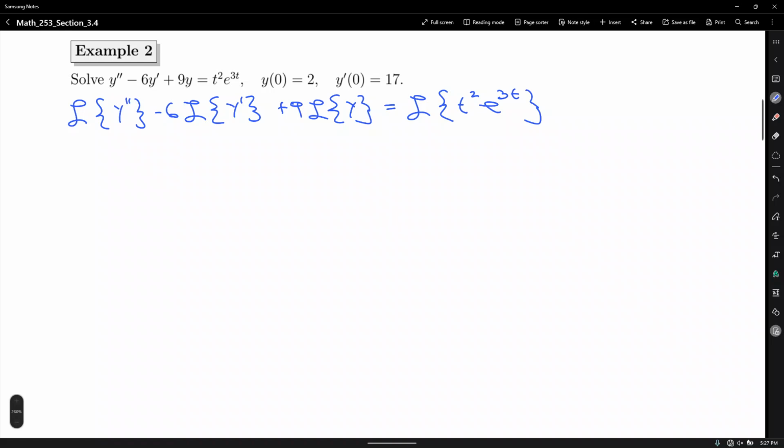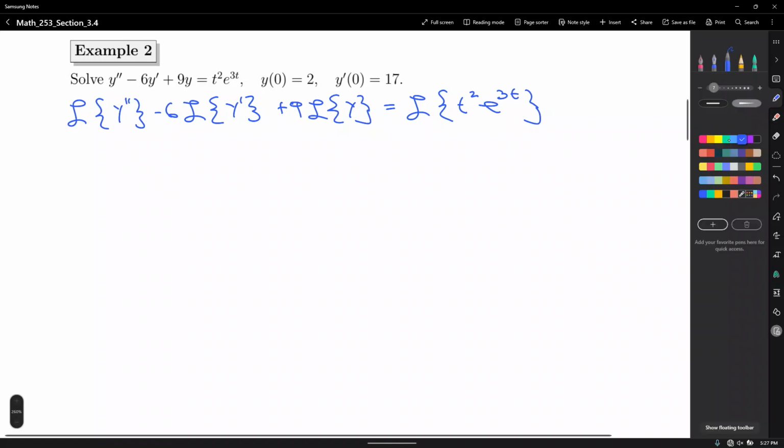So we will take the Laplace transform of t squared, but because of the e to the 3t, we're going to shift it to s minus 3, all right? Let me set that up: in this case, a equals 3. This means s goes to s minus 3. And that's going to be our translation.